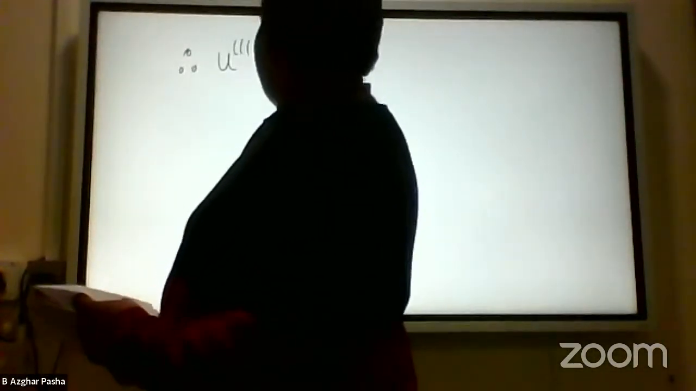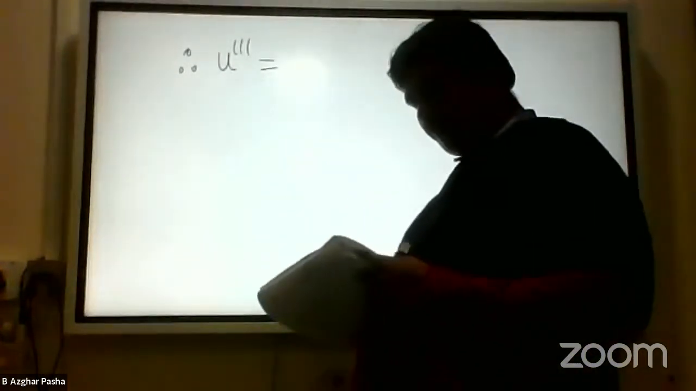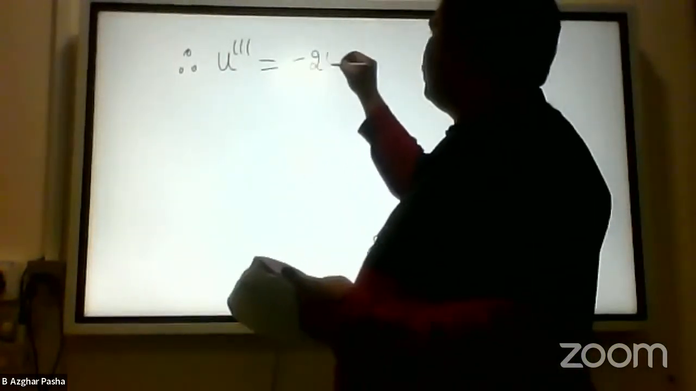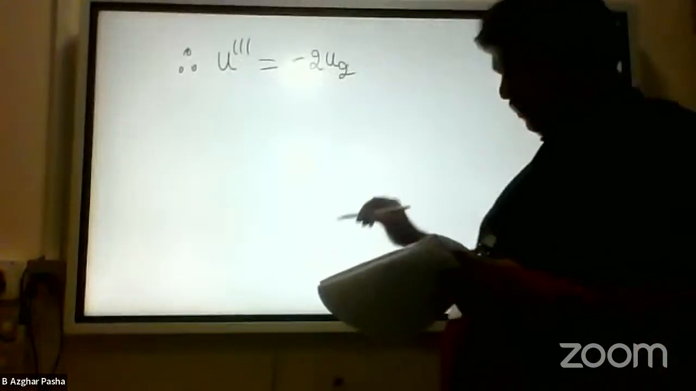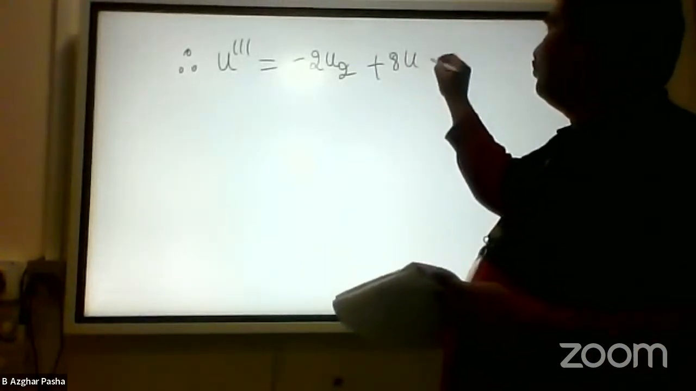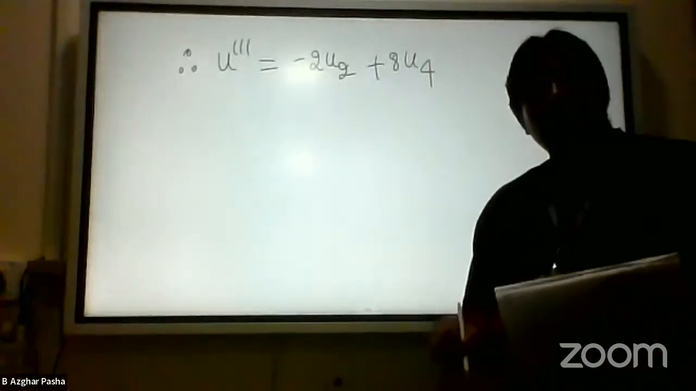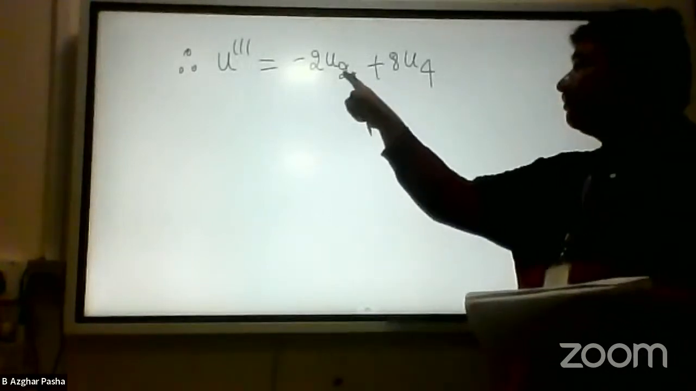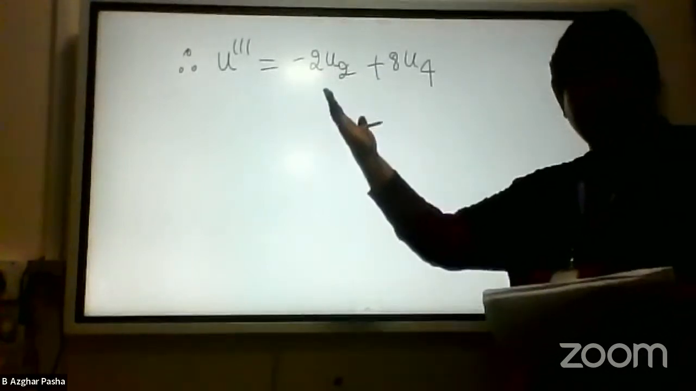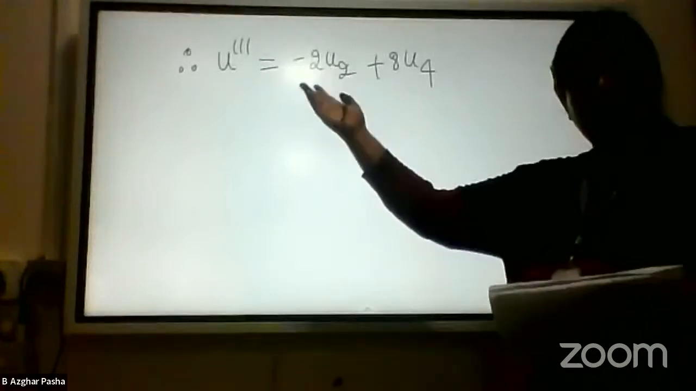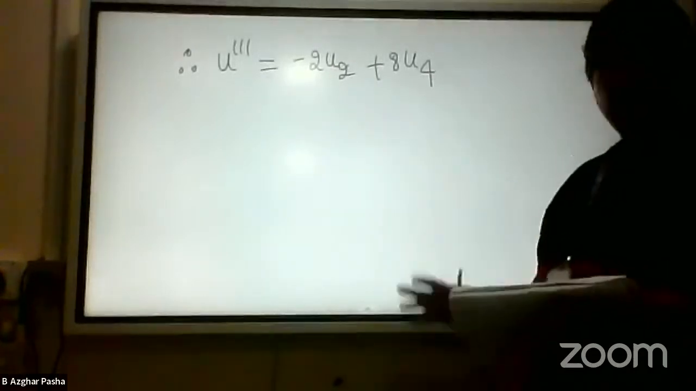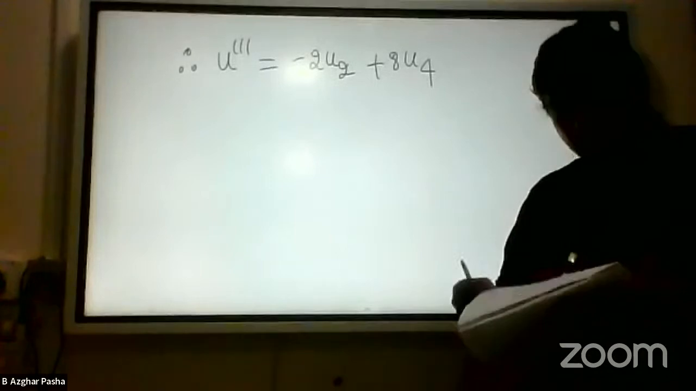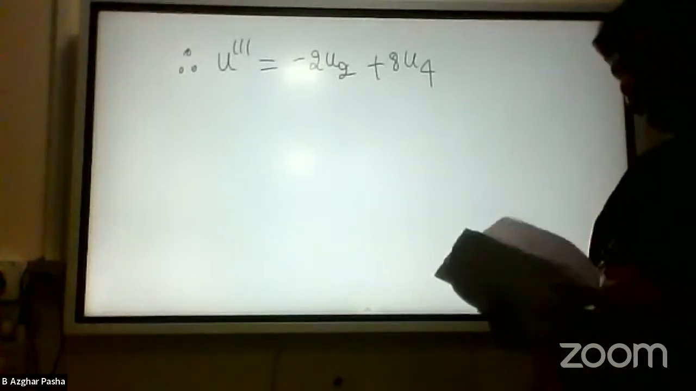Therefore, u triple dash is equal to minus 2 into u2 plus 8 into u4. I can convert all these things in terms of y. There's an expression for the third derivative of u in terms of y, and u2 and u4 in terms of y. So we can write the program. Next.